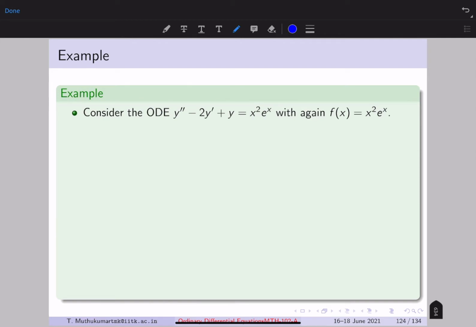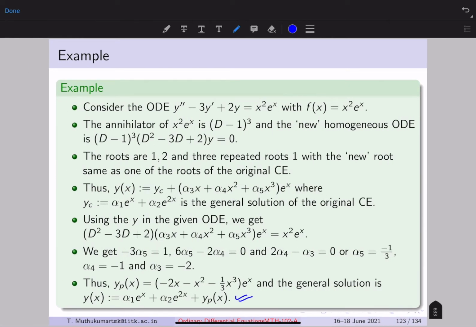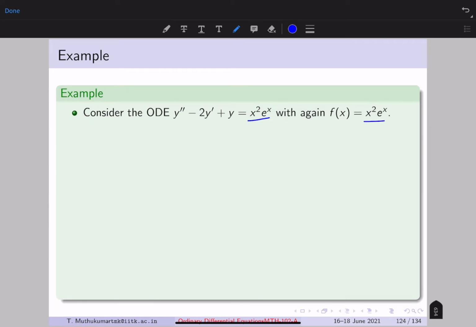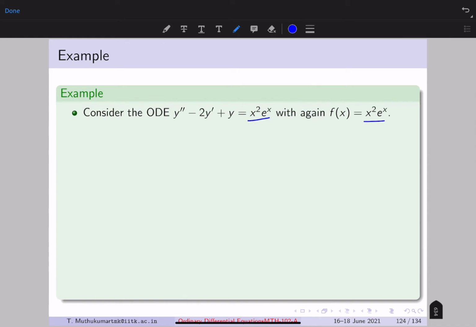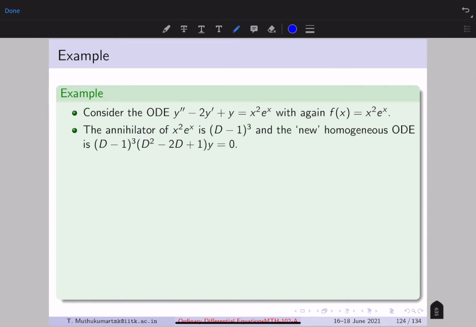So this is another example that I wanted to show where there is now a product of x square e power x. In fact, it's the same f here. What I have changed here is the coefficient, so here it's minus 3 and 2, whereas here it is minus. So what I've changed is the differential operator, just to illustrate another situation.